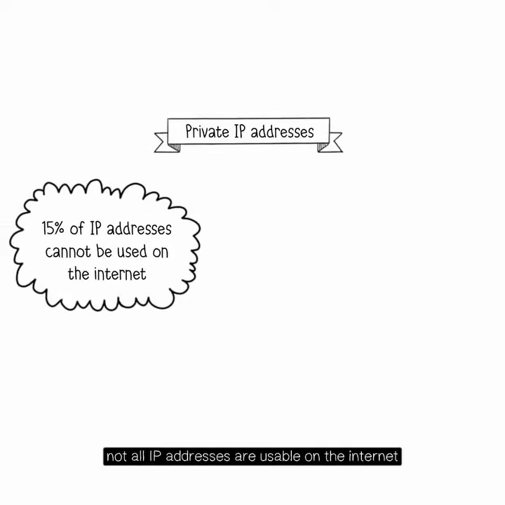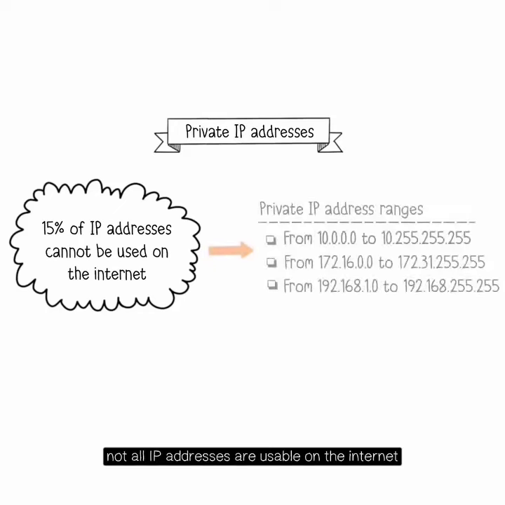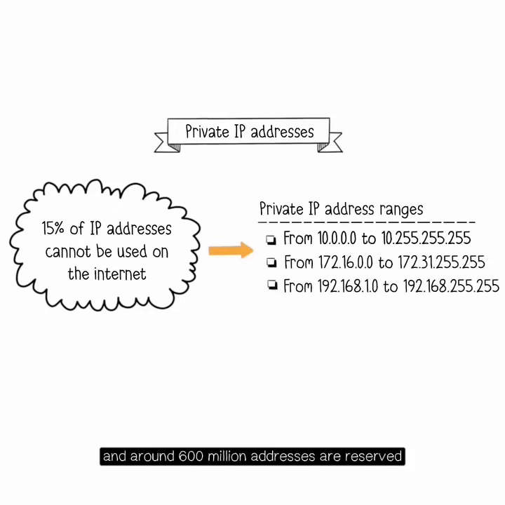Now let's talk about private IP addresses. Not all IP addresses are usable on the internet, and around 600 million addresses are reserved, out of the possible 4 billion, for specific uses. 15% of IP addresses are not usable. These are addresses within these following ranges you see here.